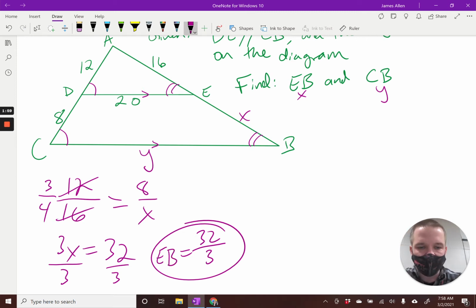Cool. And if we're putting this in a Google form, I would literally just write 32 over 3. That's it. I'm not going to make a mixed number. Mixed numbers are lame, okay?